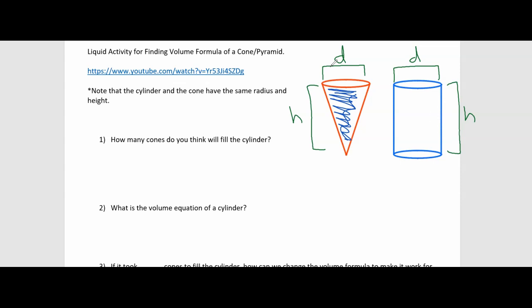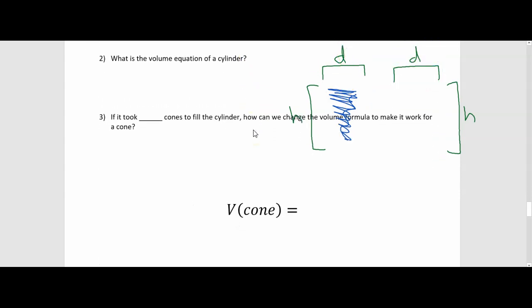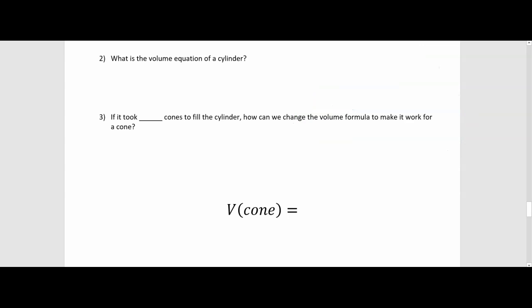All right, so after watching the video, we saw that it was 3 cones to fill the cylinder. And that was exact. 3 perfectly full cones filled the cylinder perfectly full. Let's start to answer these questions. The volume equation of a cylinder, we know what that is. That's volume equals area of the base times the height. More specifically, volume equals pi r squared times the height.